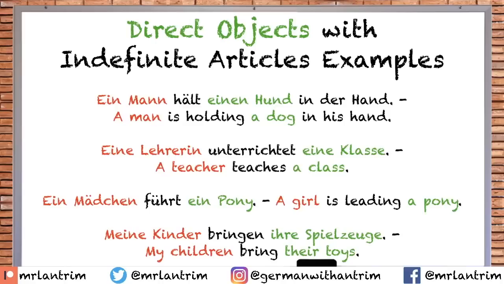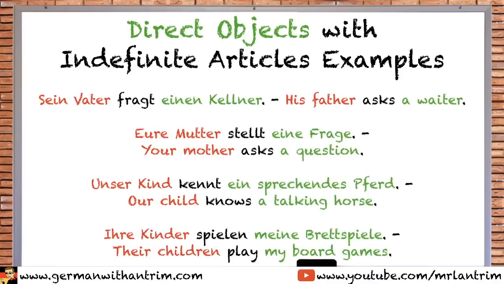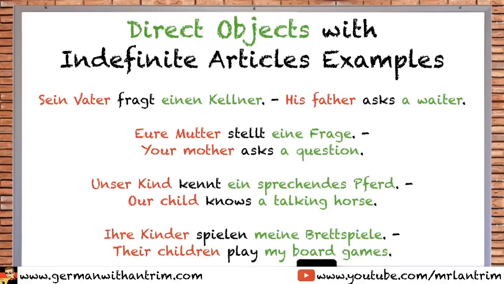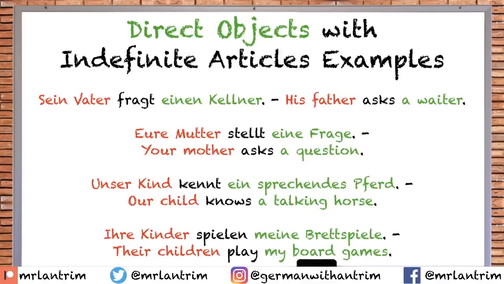More examples with possessives. Sein Vater fragt einen Kellner. His father asks a waiter. Sein Vater is nominative and masculine. It's the one that is asking something, so the subject of the sentence, nominative case. No ending on the possessive here for that nominative case masculine. There is, however, an en at the end of einen for this accusative case, the direct object of the sentence, the one being asked, the one being acted upon. That's the direct object, accusative case, einen Kellner.